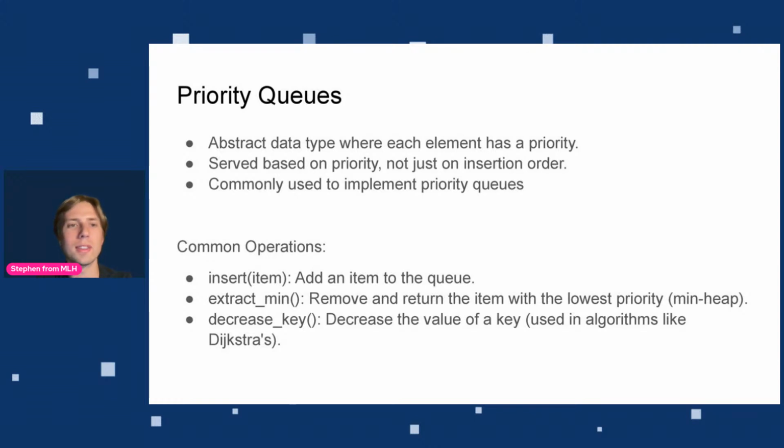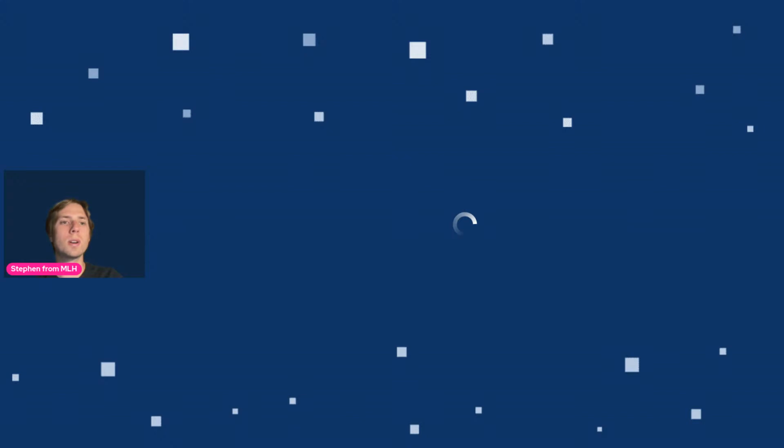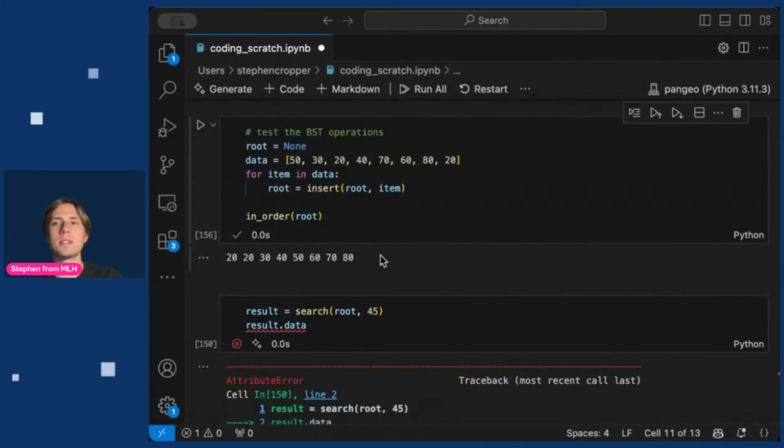I don't know if you ever looked at that, but yeah, we are going to look at an interactive problem for implementing a min heap. So under the problem statement, we'll create a graph using an adjacency list and implement basic traversal methods. So let's dive deep into our code to get this off the ground.